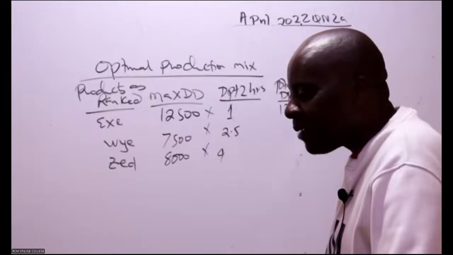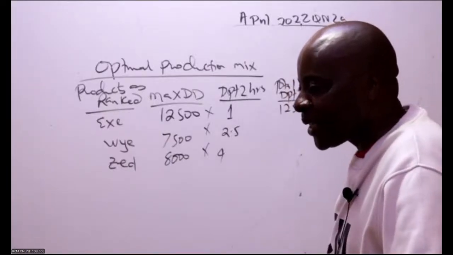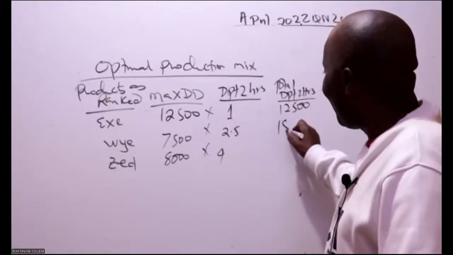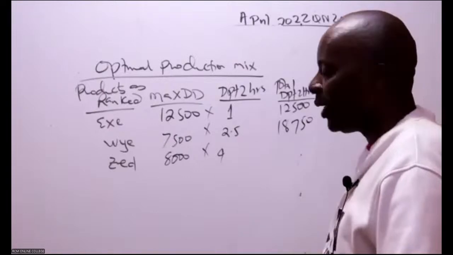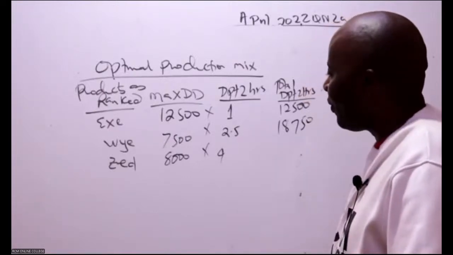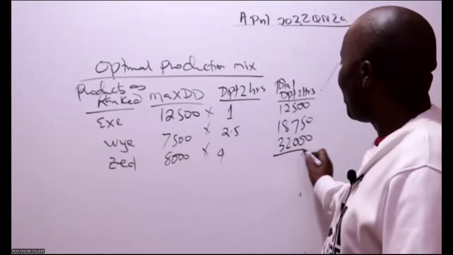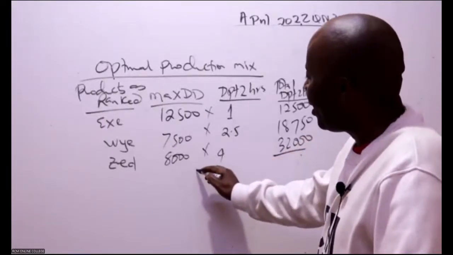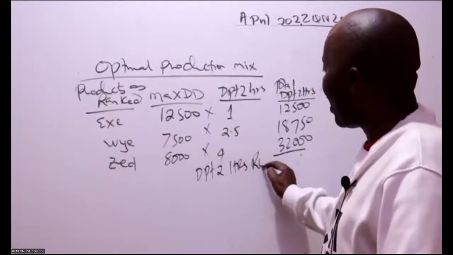Let's try to hurry up a little bit so that we can finish this question, so that when we come to the next class, everything will be okay. 18,750. And then lastly, we have 8,000 times 4, 32,000. Which will end up giving us how many Department 2 hours required?